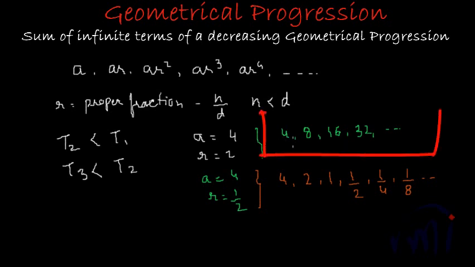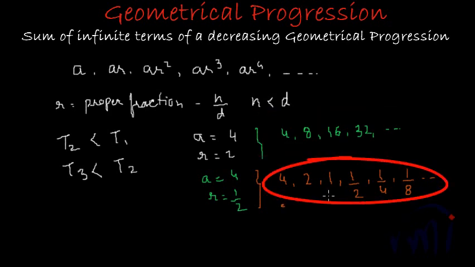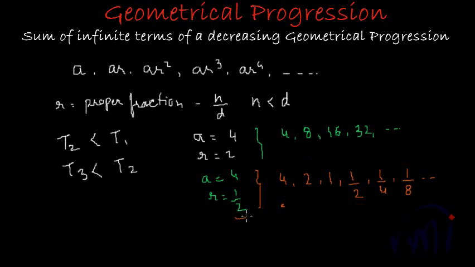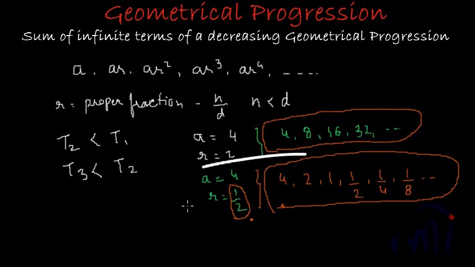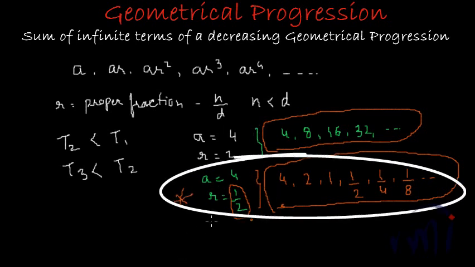If you see carefully, in this pattern the value of the next term is always more than the previous term, and in this pattern the value of next term is always less than the value of its previous term. Why? Because here the value of common factor, or r, is a proper fraction. So this is a continuously decreasing geometrical progression, and this is a continuously increasing geometrical progression, right? And in this video we are actually going to talk about this progression. What happens if we add infinite number of terms of this progression?